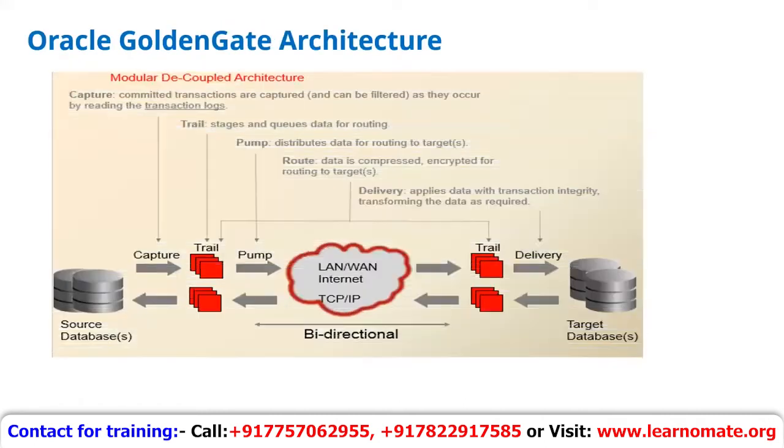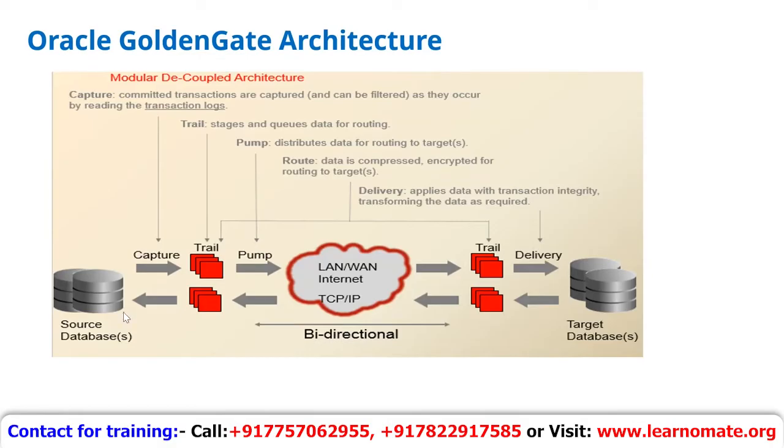So here, the extract process captures the data and writes to the local trail. The pump process reads the data from the local trail, sends it over the TCP/IP network and writes it to the remote trail. And once the data becomes available in the remote trail, the replicate process reads the data from the remote trail and applies it to the target database. So there are three processes involved in replication: extract, pump, and replicate. Each process has a source to read from and a target to write to.